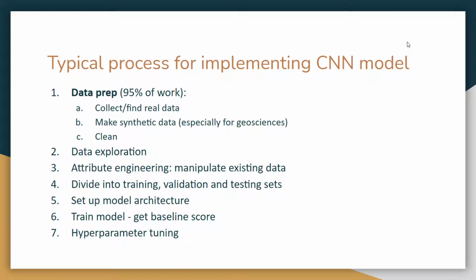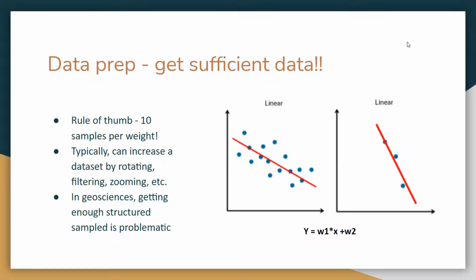So the actual data science is only 5%, really. I mean, you could say that data science is about data wrangling. It's also what data prep is sometimes called. Then we have some data exploration, attribute engineering, so making new attributes of the data, dividing into training, validation, testing, setting up a model architecture, training the model, and then doing some hyperparameter tuning. And I think we're going to do just about a little bit of all of these steps in this second part of the tutorial.